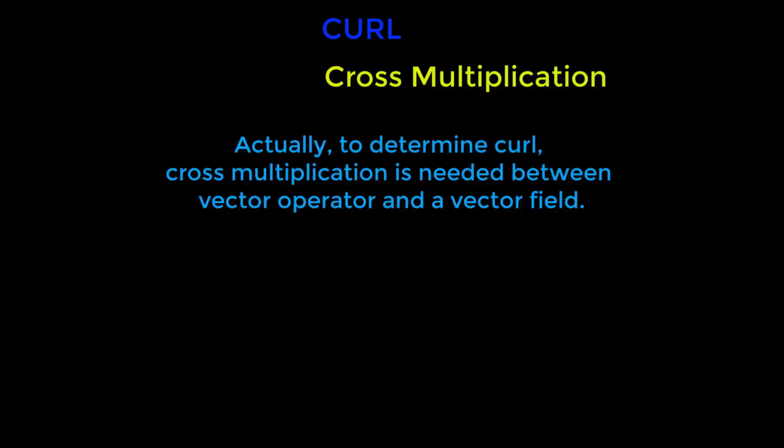Now we will learn how to solve the problems on curl. Look at this word curl. This word starts with the letter C. There is another word which starts with the same letter C, and the word is cross multiplication. Actually, to determine curl, cross multiplication is needed between the vector operator and a vector field.